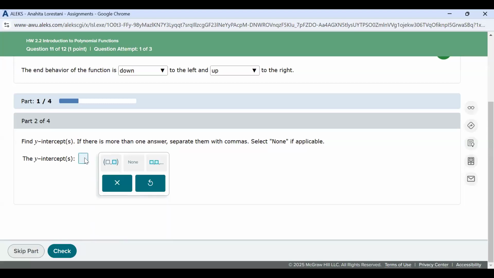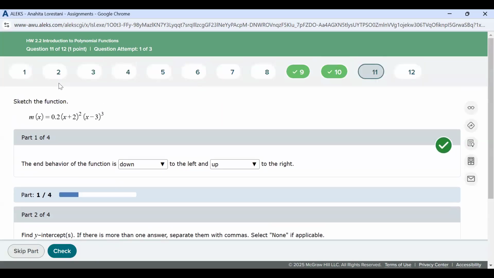Find the y-intercept. The y-intercept is, we substitute 0 for x. So if I put 0 here, I get 0 plus 2 is 2. 2 squared is 4. If I put a 0 here, 0 minus 3 is -3. -3 to the power 3 is going to be -27. -3 times -3 times -3 is -27, and then we have a 4 here.